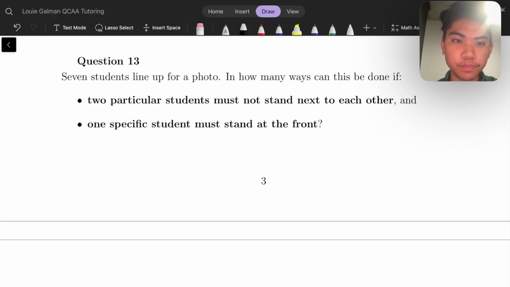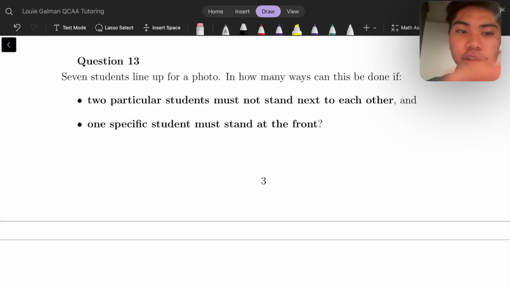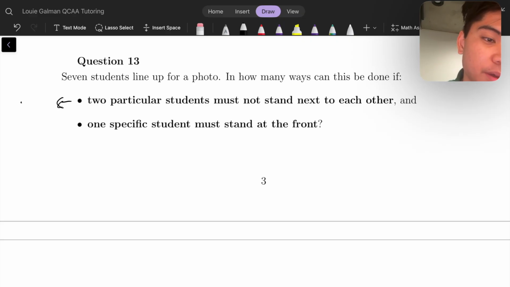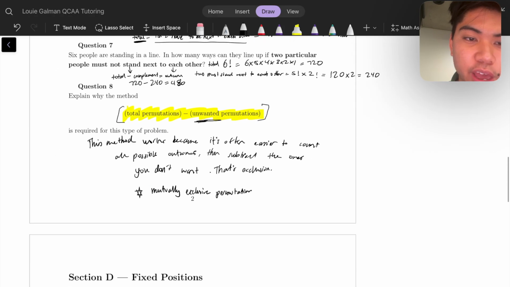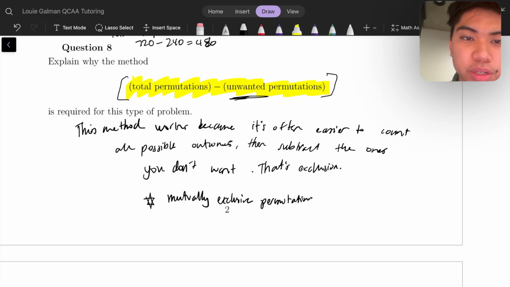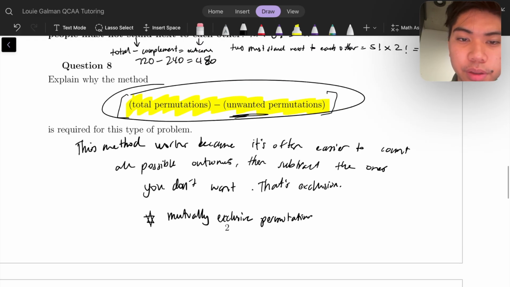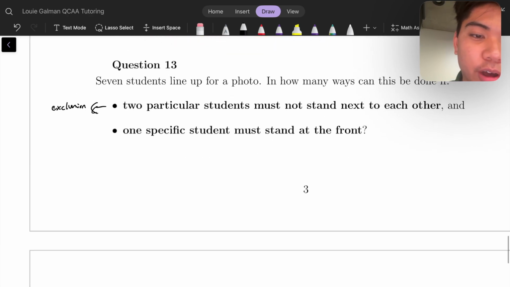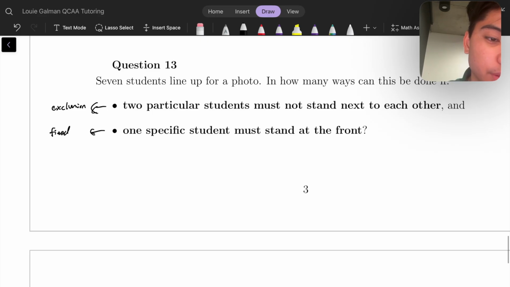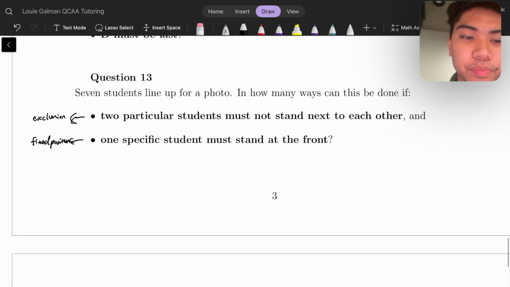So question 13, 7 students line up for a photo. In how many ways can this be done if 2 particular students must not stand next to each other? So that indicates I need to be using my exclusion principle. So I'll be going back to section C and I'll copy this formula here. I've circled total permutations minus unwanted permutations, but I also have a fixed position. So I need to also consider that I can't change one of them there.